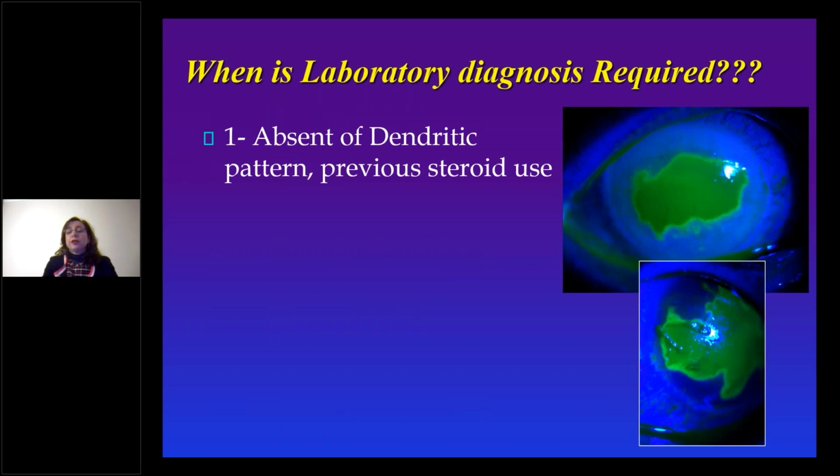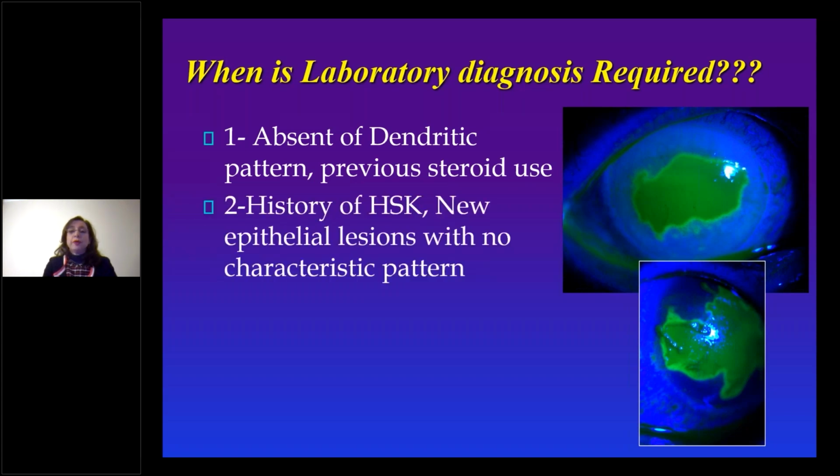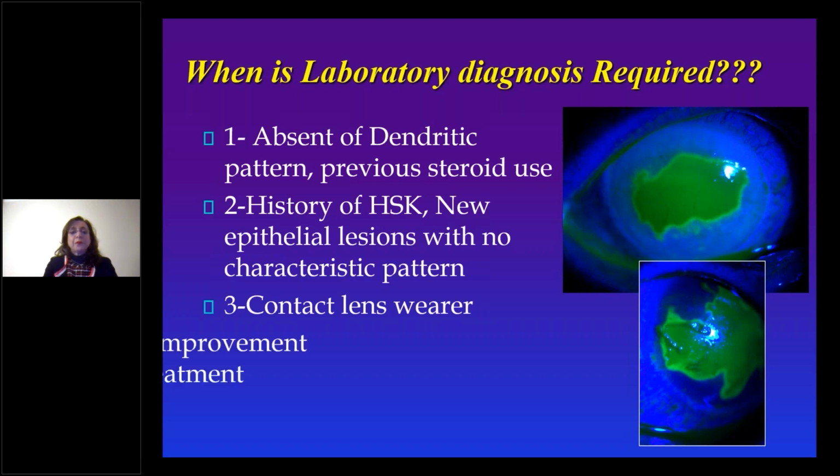Now, when do we do laboratory diagnosis? When there is absence of a dendritic pattern, especially if the patients had steroids previously, they are not going to get a dendritic pattern, and they might end up with geographical patterns like you see here. Or if a patient has a history of herpes and has a new epithelial lesion, but doesn't have the characteristic dendritic pattern, and you're not sure whether this is a herpetic infection or not. In contact lens wearers specifically, because acanthamoeba, as Prof has showed you, can give you a picture very similar to a dendritic ulcer, and often acanthamoeba is missed as a herpetic infection. You don't want to do that and start steroids for the patients.